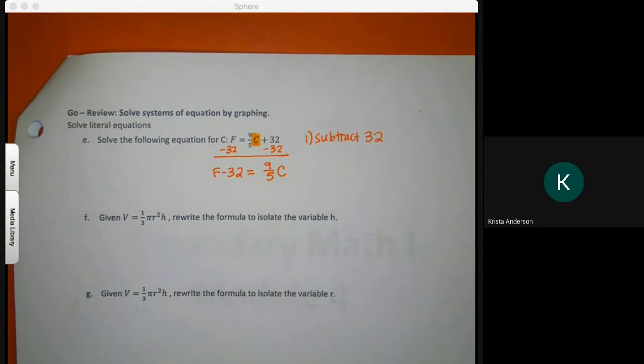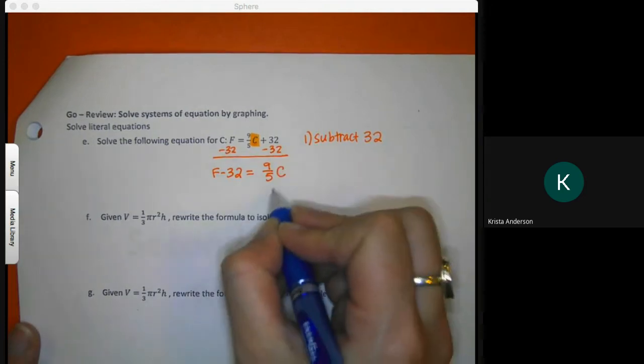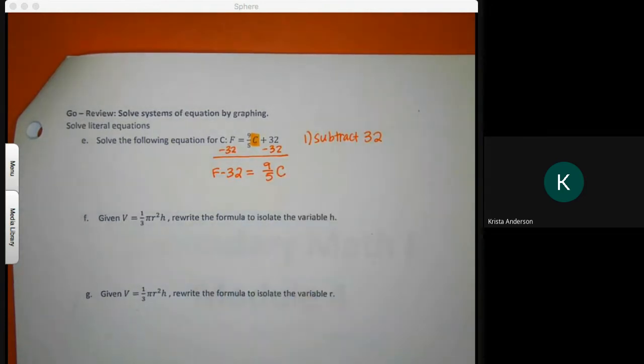Who thinks they know what we should do next? Yeah, what would you guess to do? Divide over the 9 by 5. Ooh. How would I divide by it? If I stick it under it, 9 over 5, I'm going to have a lot of fractions. There is another way to technically divide by it. So you are correct. Does anybody remember how you get a fraction to cancel out?